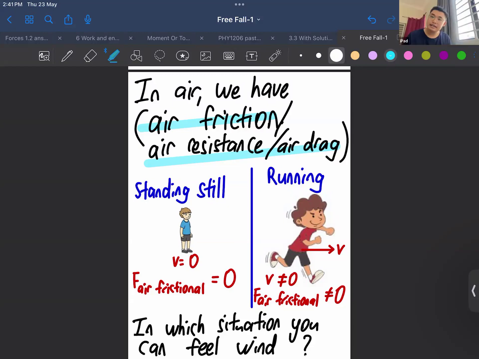Now, can I ask you to imagine that you are standing still? And can you imagine that there's no natural wind around us? No wind. I mean, you don't expect wind that comes to you naturally.